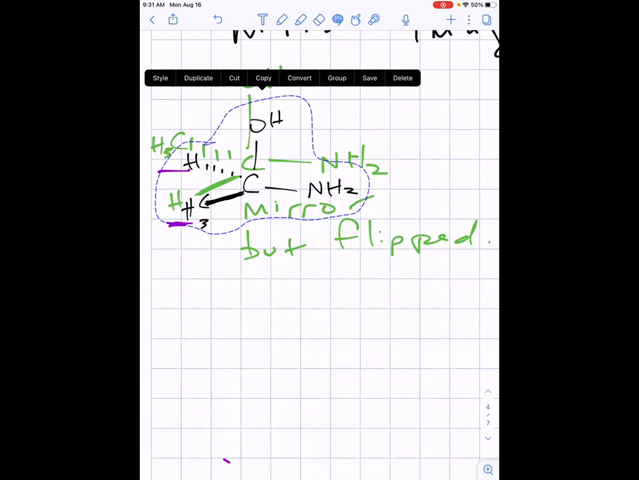You can see how the groups don't match. The NH2 matches, the OHs match, but then the methyl and the hydrogen don't. So that means that this is indeed a chiral center, and these two are indeed enantiomers. All right, questions? Any questions about that?